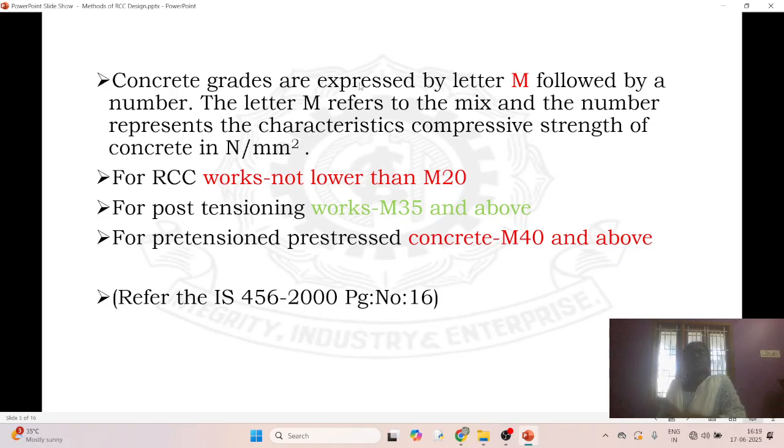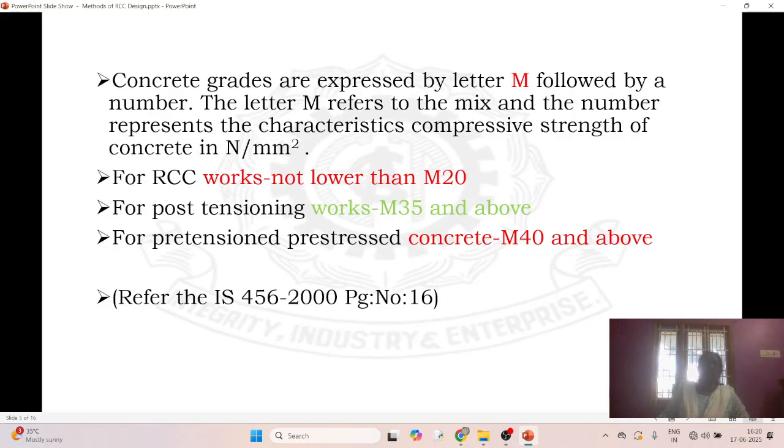The concrete grades are expressed by a letter M followed by a number. These data are available in our code. The letter M refers to the mix and the number represents the characteristic compressive strength of the concrete in Newton per mm squared. For RCC works, not lower than M20 grade. At least a minimum of M20 grade should be used for RCC work.